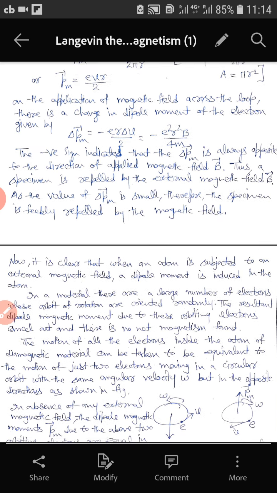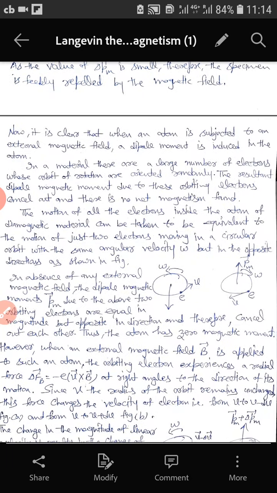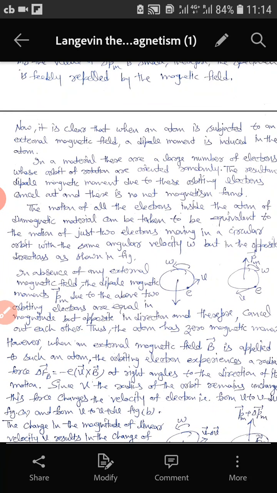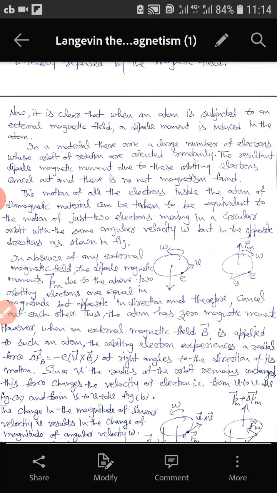Now it is clear that when an atom is subjected to an external magnetic field, a dipole moment is induced in the atom. In any material, there are a large number of electrons whose orbits of rotation are oriented randomly, and the resultant dipole magnetic moment due to these orbiting electrons cancels out, and there is no net magnetism found.